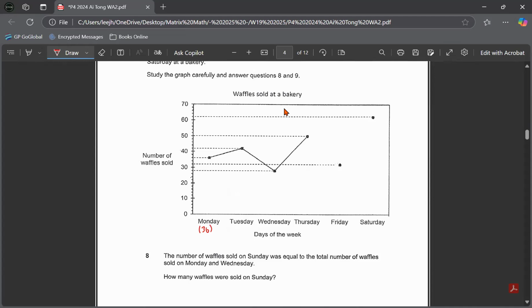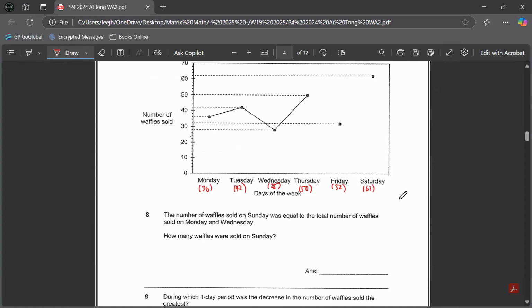Tuesday is here. So 40 plus another 2, 42. Wednesday is 20, 22, 24, 26, 28. Thursday is here, exactly 50. Friday is here. So I'm going to look at the dotted line towards the number. So it's 30 and 32. Saturday is the highest, so 60 and 62. Okay, so we got all the values.